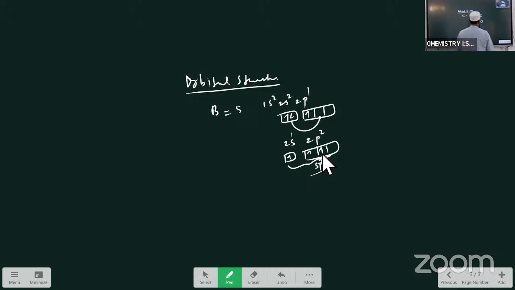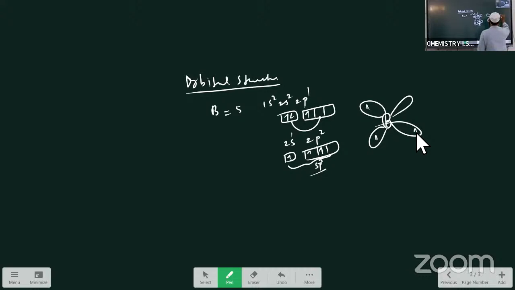As a result of this sp3 hybridization on the boron, how many hybrid orbitals are formed? 4 hybrid orbitals are formed. They are arranged in this manner. I am drawing the 4 hybrid orbitals. Among them 3 contain electrons and one is vacant. Since diborane has 2 borons, I am drawing once again the same structure.